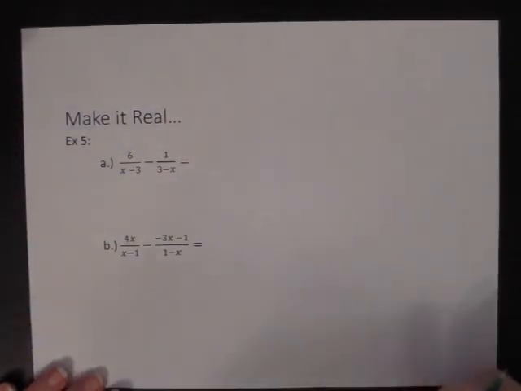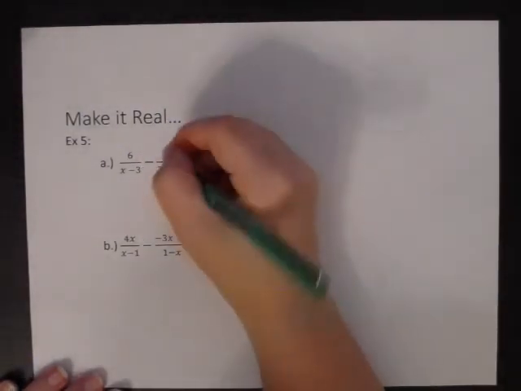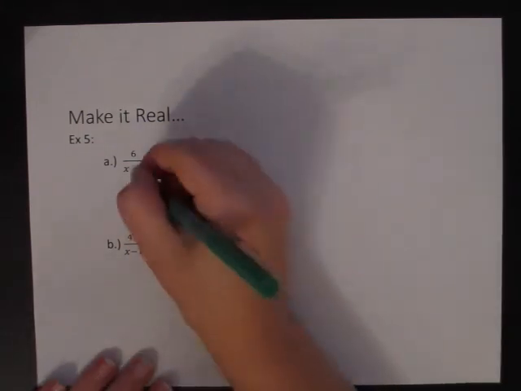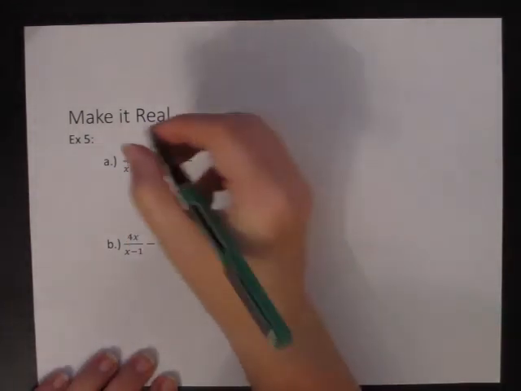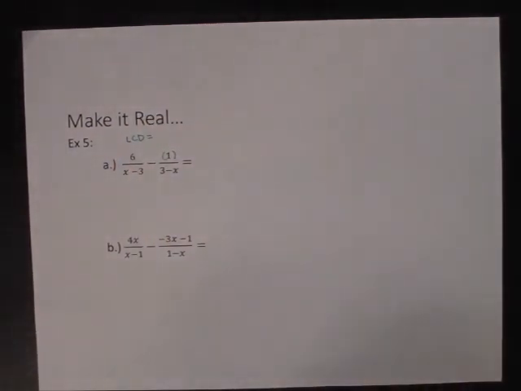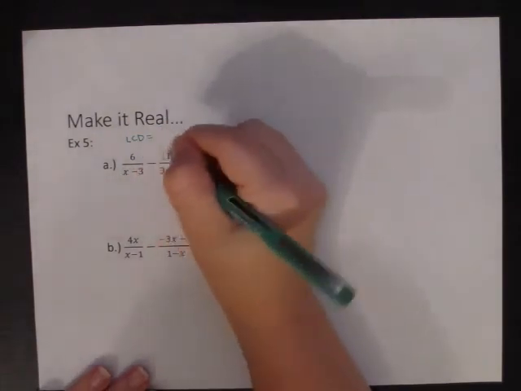Okay, so first thing, I see it's a subtraction problem, so I want to put parentheses around my second numerator. The next thing I see is, I'm going to read the problem. So I got 6 over x minus 3 minus 1 over 3 minus x. So I see that these two are definitely not the same. They are in fact opposites of each other. So for my LCD, I can pick either one and it would be good as gold. So I'm actually going to pick the first one I see.